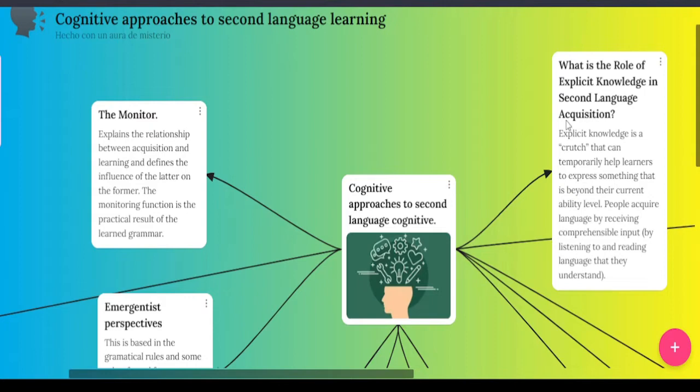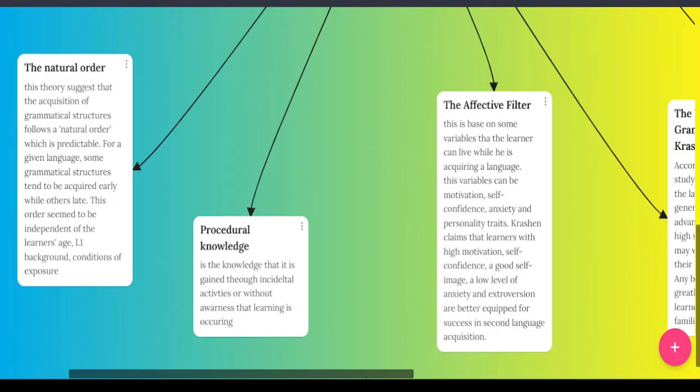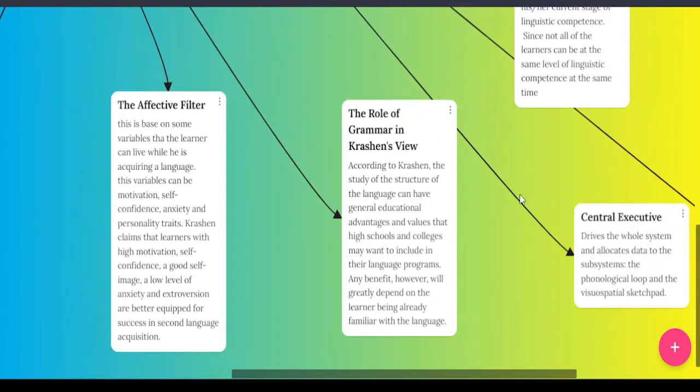So now, let's continue with some important things for Krashen, which is the role of grammar in Krashen's view. Well, in this case, according to Krashen, the study of the structure of the language can have general educational purposes, and high schools and colleges may want to include it in their language programs. Any benefit, however, will greatly depend on the learner being already familiar with the language. So it's quite important.